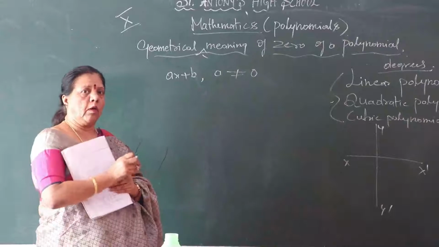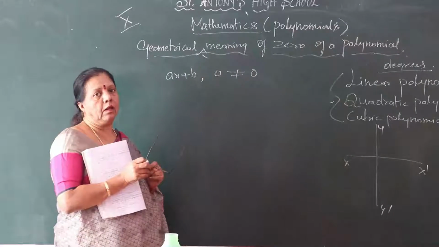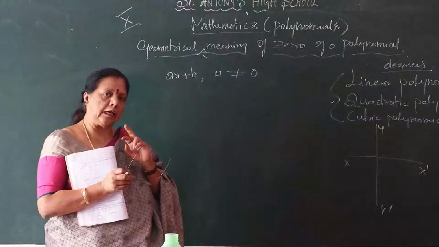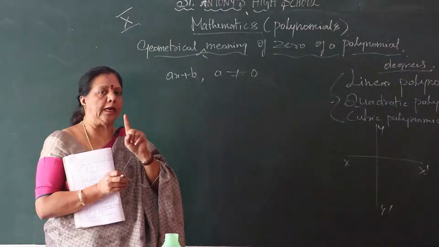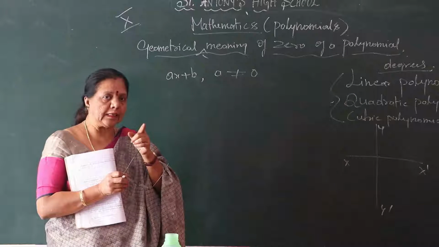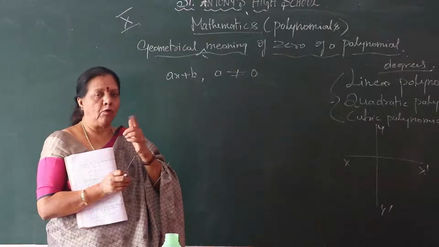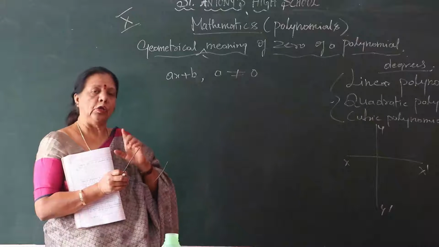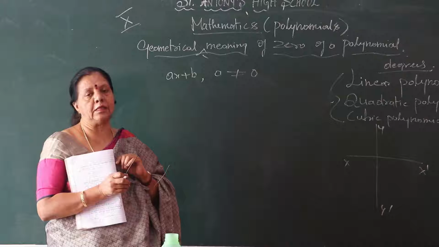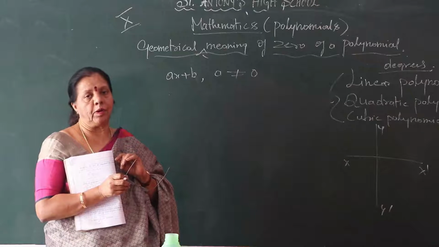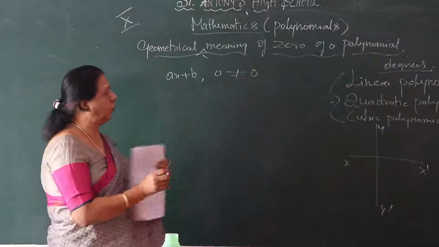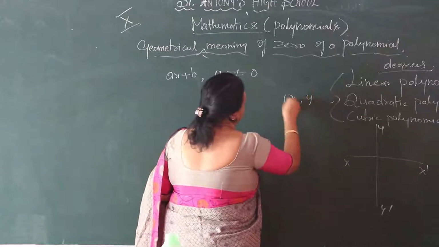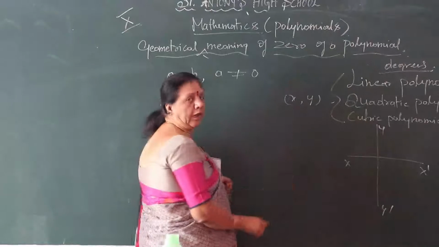Now in the linear polynomial, there are two coordinates in the graph, x and y, like 5, 3 inside the bracket. That is the Cartesian coordinates. You have learned this in the previous classes, 8th and 9th. These x, y are the two coordinates for the graph.